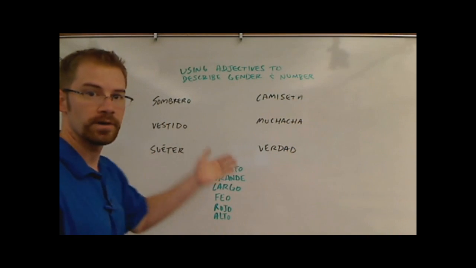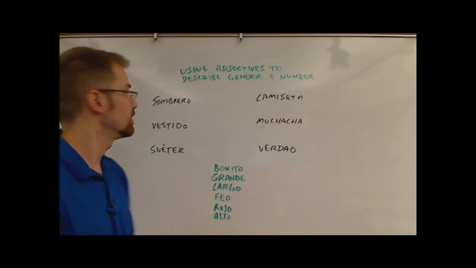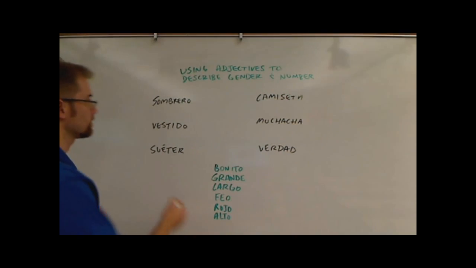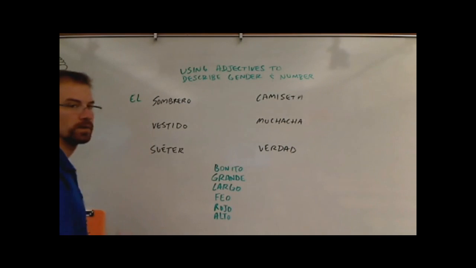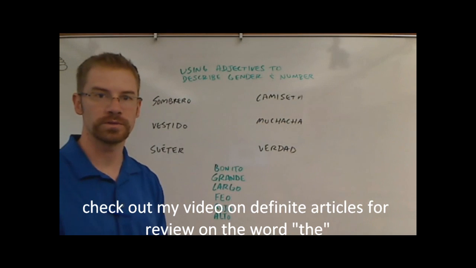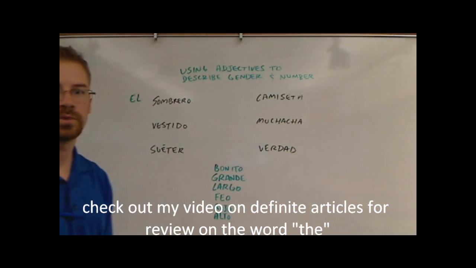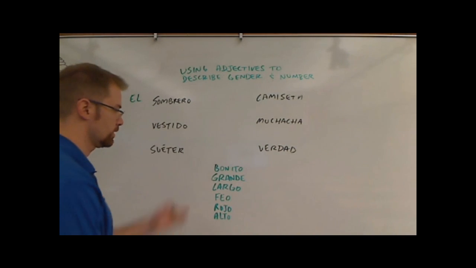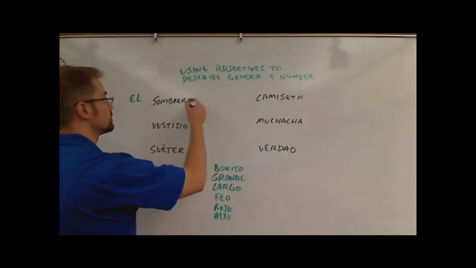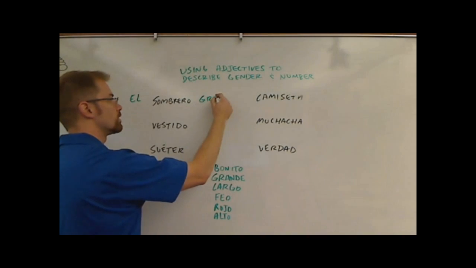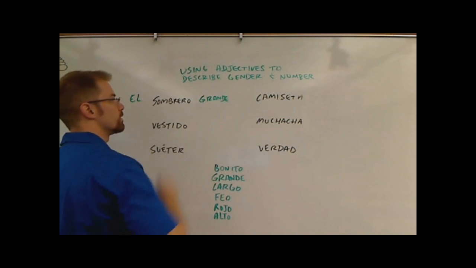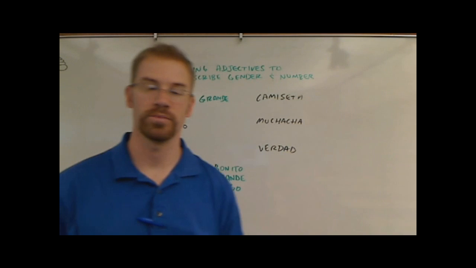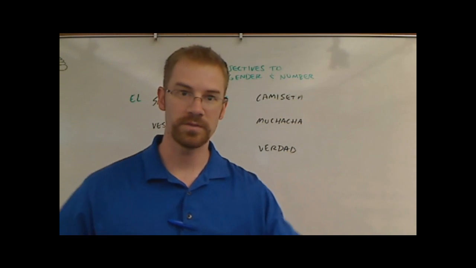Over here I have our sombrero again, so let's call it the hat, which hopefully you guys remember that the word the is el, la, los, or las. One hat would just be el sombrero. But I want to describe it, so I want to say the big hat, for example. The word big is grande, so I could say el sombrero grande.